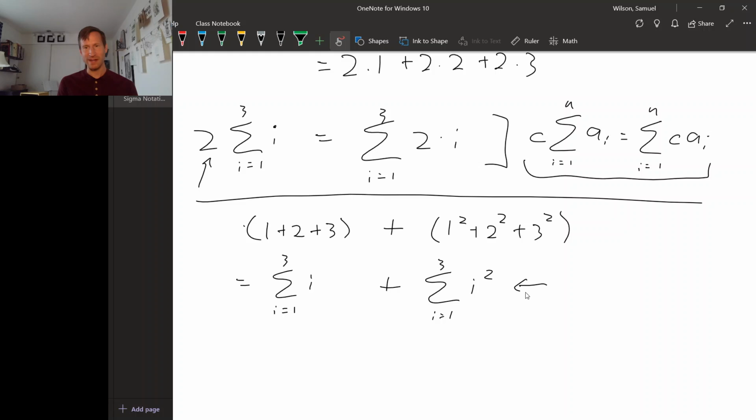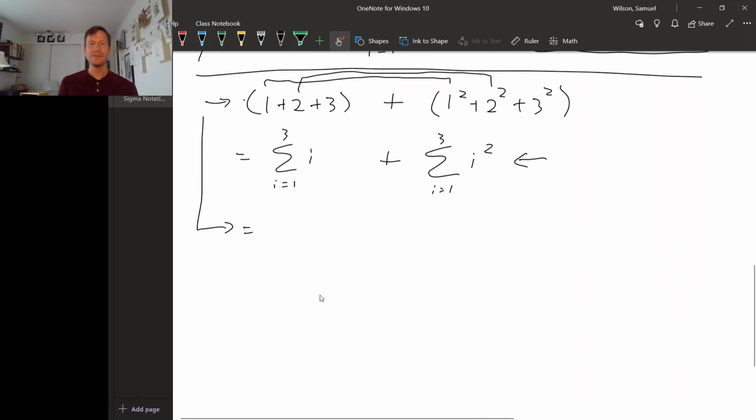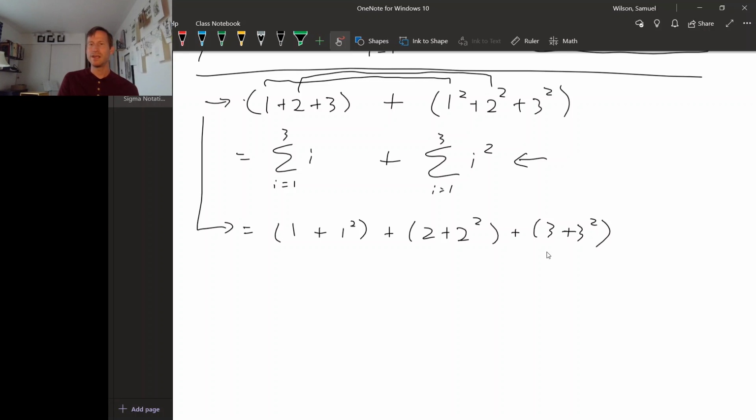Okay, so this is one way we could write this sum using sigmas, but going back to the original line, another way that we could organize things is by pairing up these values that have the same number in them. So pair up the terms with 1s and pair up the terms with 2s, and that would give us 1 plus 1 squared, plus 2 plus 2 squared, plus 3 plus 3 squared. Right here, we've just used the fact that we can rearrange a sum. This is the associativity and commutativity of addition, essentially.